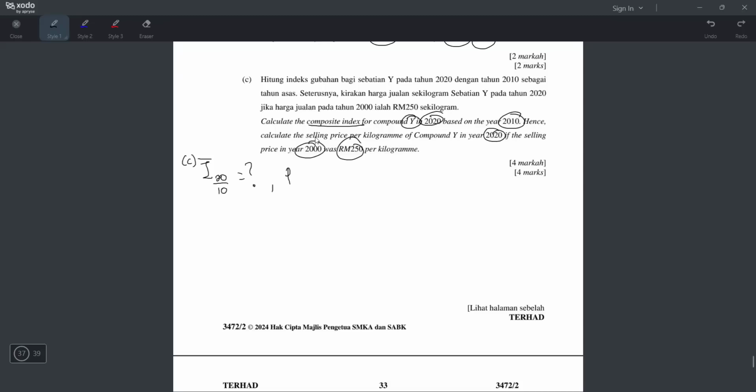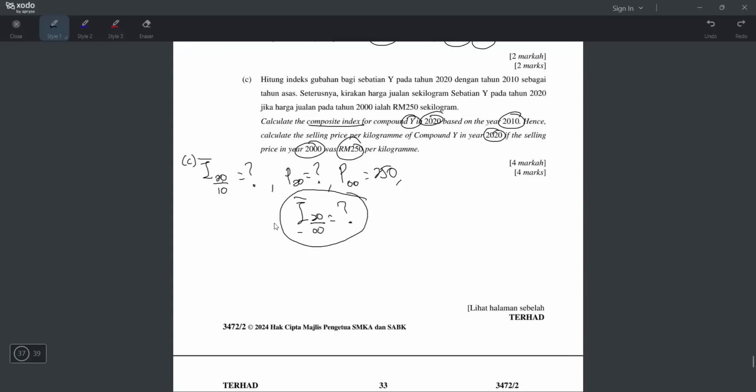Oh, they want to find selling price in 2020. Okay, when the price in 2000 is RM 250, right? Okay, faham. So it means I need the composite index for 2020 and 2000 lah. Yeah, I need this because if I don't have this, I cannot find this. Faham kan? Yeah, so this question, dia sebenarnya suruh kita cari dua benda. First, dia suruh cari composite index for 2020 based on 2010. And then I'm guessing maybe I have to do the smiley face to get the composite index for 2020 2000.